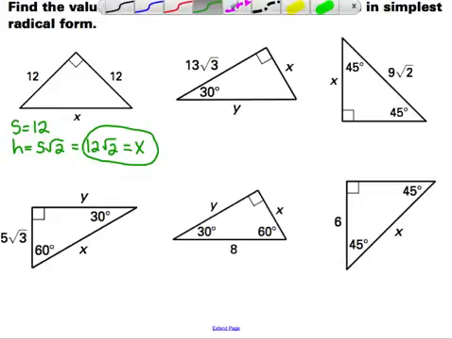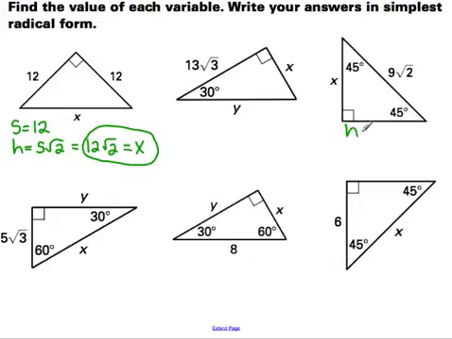Let me just try this one more time here. I'll use green again. If I know that my hypotenuse equals 9 times the square root of 2, my short leg is equal to the hypotenuse divided by the square root of 2. So when I substitute this in, this is 9 square root of 2 divided by the square root of 2. These guys cancel. And my short leg, or x, just equals 9.